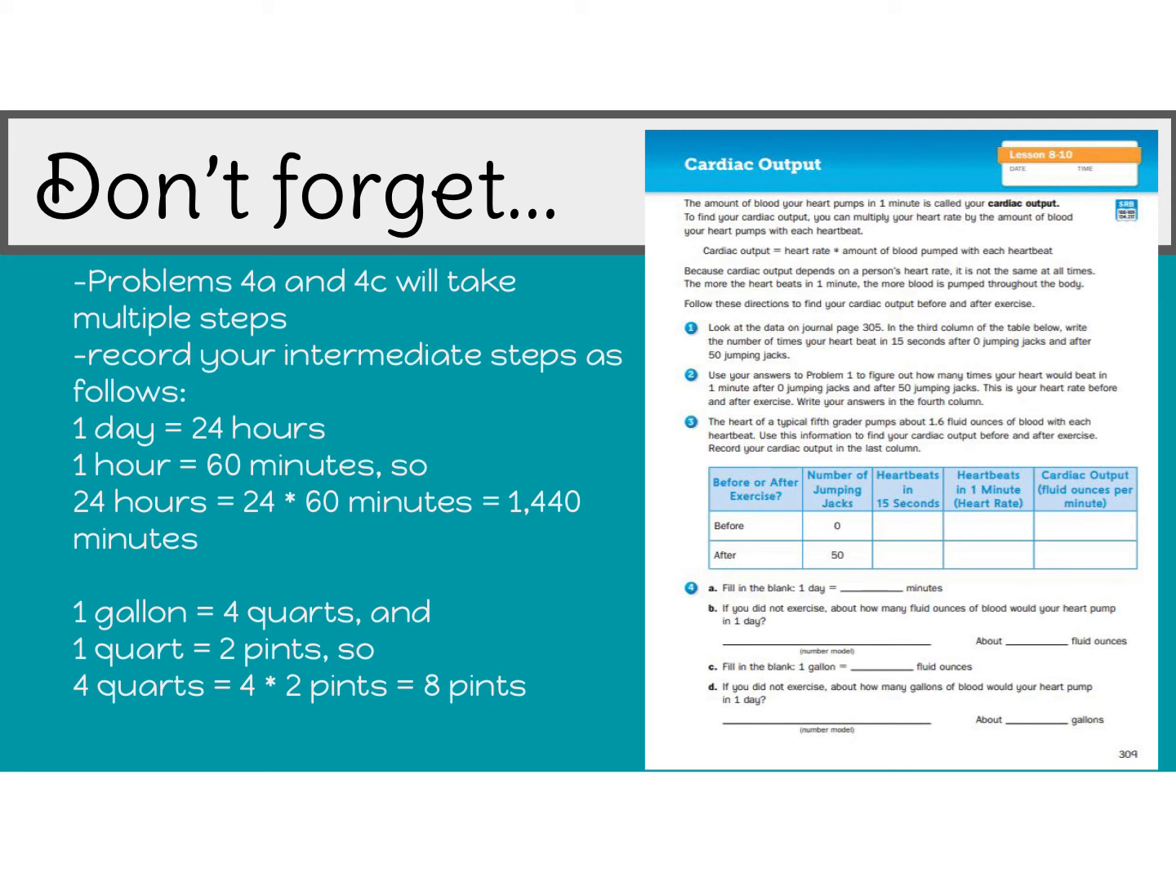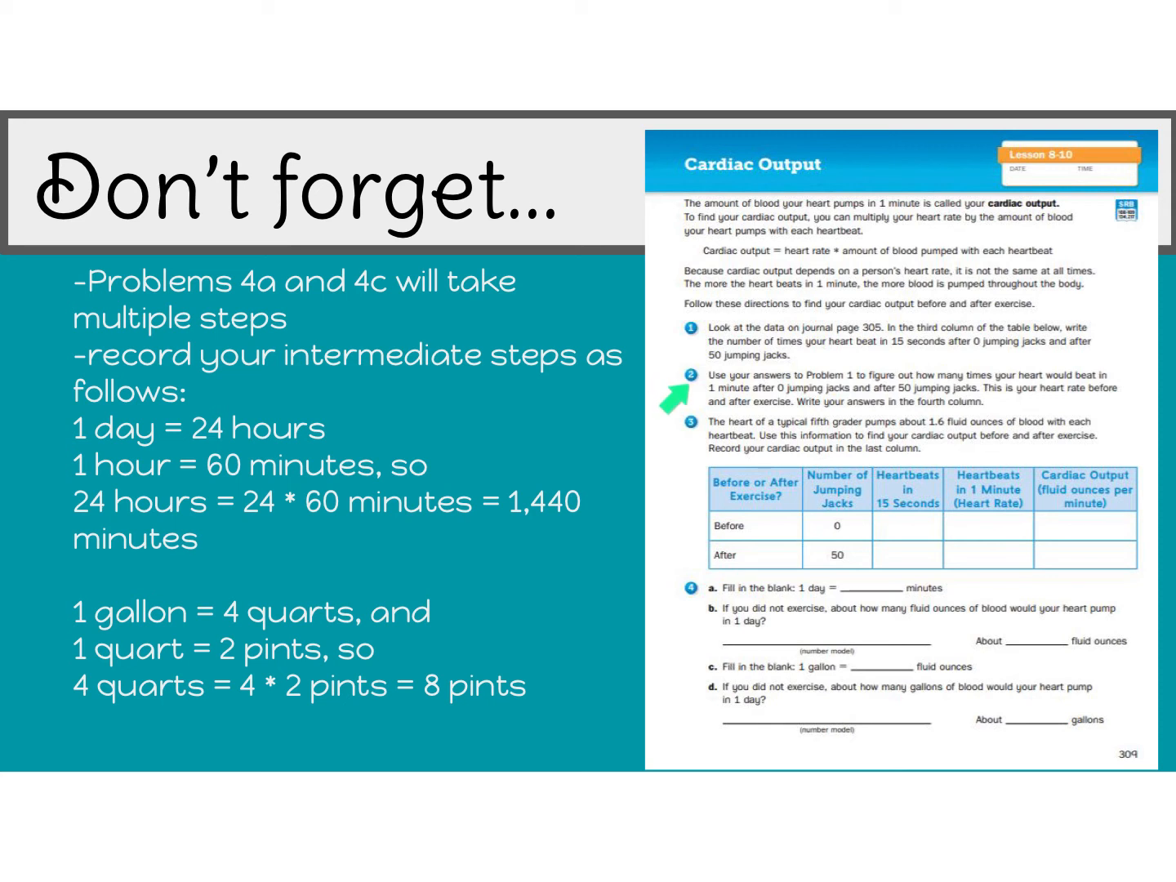So basically, they're going to give you some directions here, tell you to look at your data that you just used on page 305 in the last lesson. In the third column of the table below, write the number of times your heart beat in 15 seconds after 0 jumping jacks and after 50 jumping jacks. So notice they've placed the 0 and the 50 already in your table. So you're going to be figuring out the 15 seconds, 1 minute, and figuring out the cardiac output.